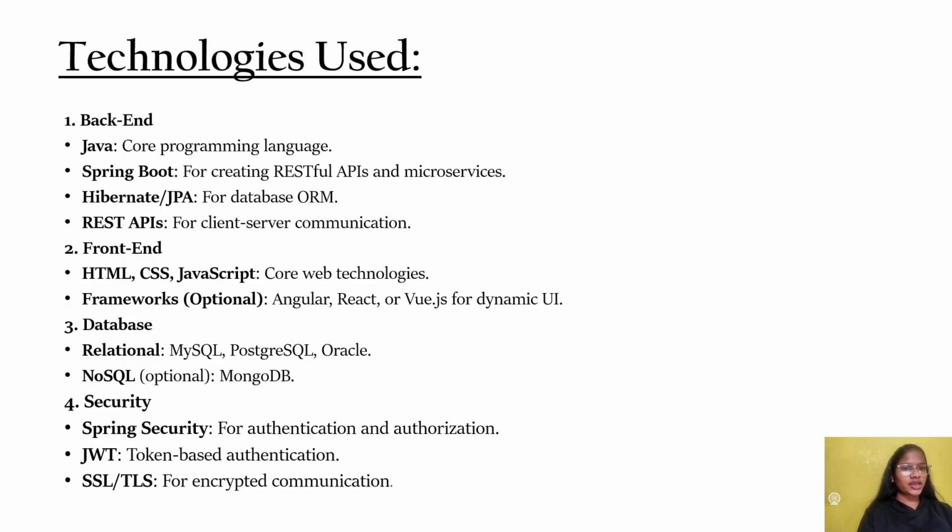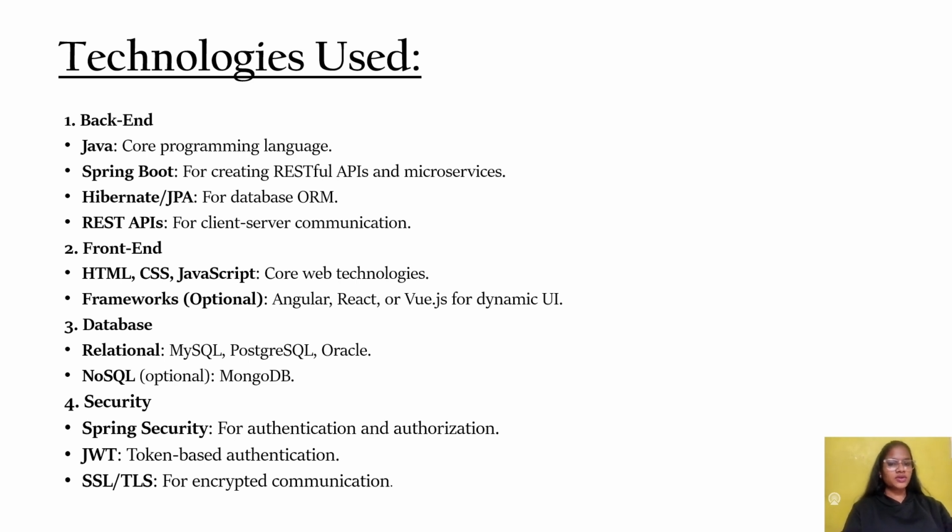Technology used. Backend: Java, core programming language, Spring Boot for creating RESTful APIs and microservices, Hibernate JPA for database ORM, REST APIs for client-server communication. Front-end: HTML, CSS, JavaScript as core web technologies. Frameworks, optional, Angular, React, or Vue.js for dynamic UI. Database, relational, MySQL, PostgreSQL, Oracle. NoSQL optional.